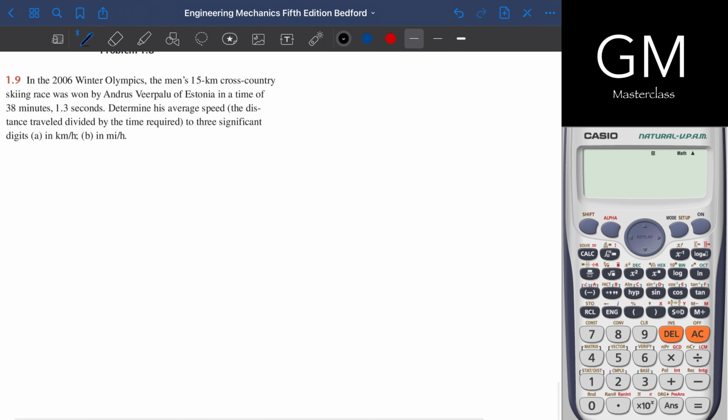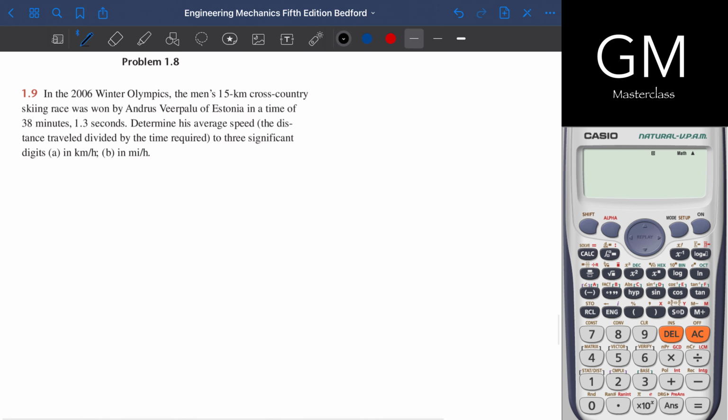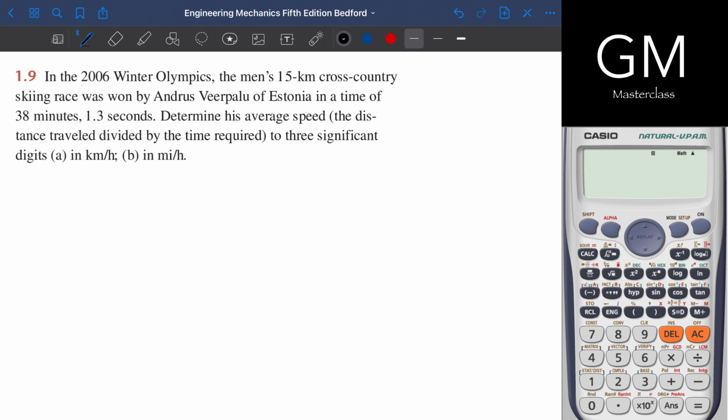Okay, we will solve this exercise. The exercise says, in the 2006 Winter Olympics, the men's 15 kilometers cross-country skiing race was won by Andrus Veerpalu of Estonia in a time of 38 minutes and 1.3 seconds. Determine its average speed, the distance traveled divided by the time required, to three significant digits in kilometers per hour and in miles per hour.